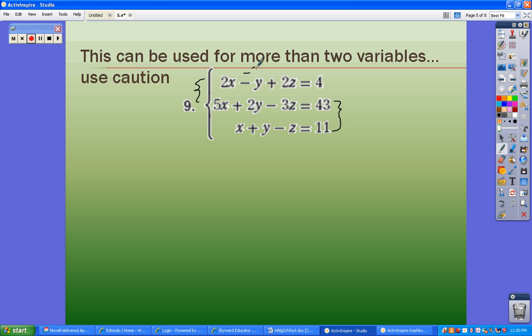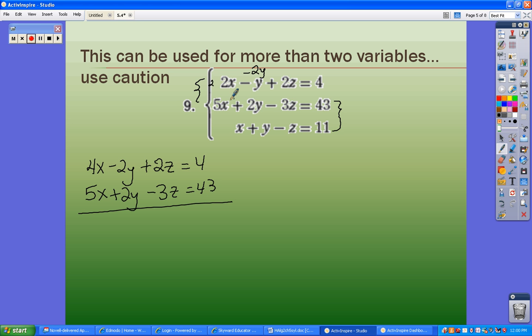So I'm going to change this to a negative 2y. I'm going to do that by multiplying everything by a 2 on the top, okay? So now I have 4x minus 2y plus 2z equals 4. I'm going to keep the second equation the same. 5x plus 2y minus 3z equals 43. I will add them up. Oops, messed up. 2 times 4 is 8. I'm glad I caught that.